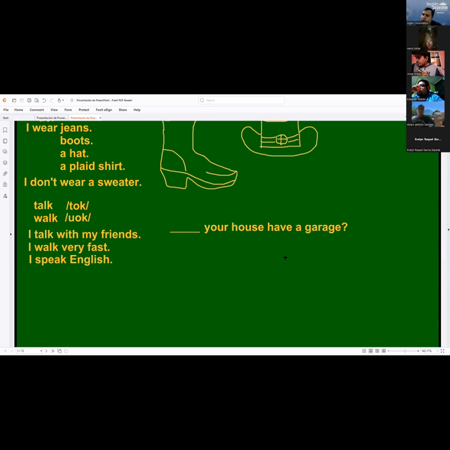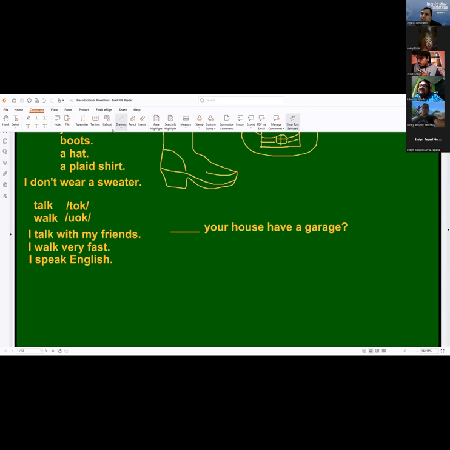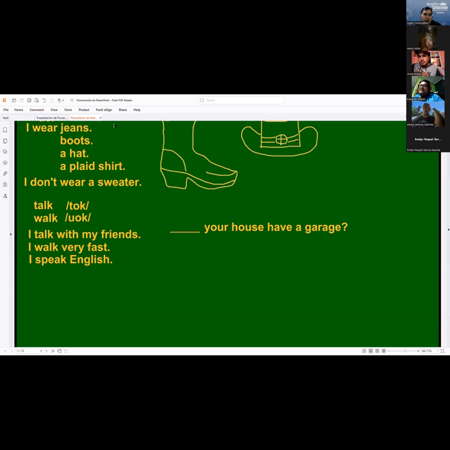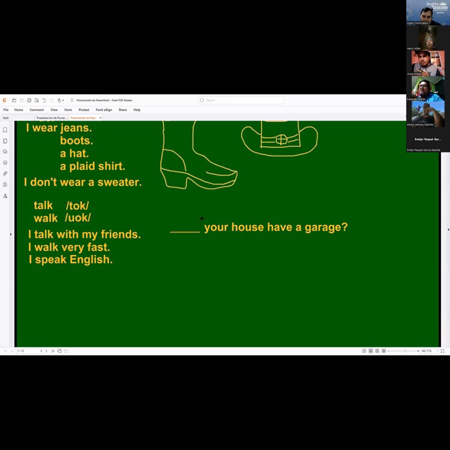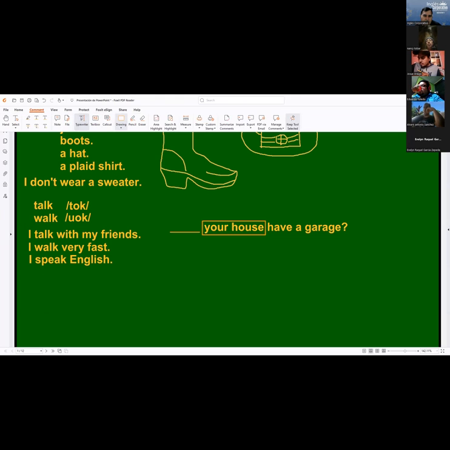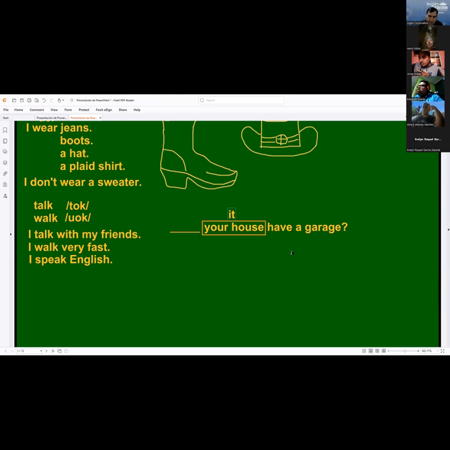And which is your house? It's a thing. House is it. What is it? It. Your house is it. The pronoun is it. What's the question? Does. So, does your house have a garage? Does it have a garage?